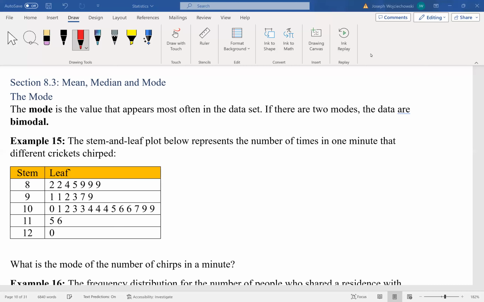Okay, today we're going to look at section 8.3. We're going to talk about a mean, a median, and a mode. First thing we'll talk about is the mode.